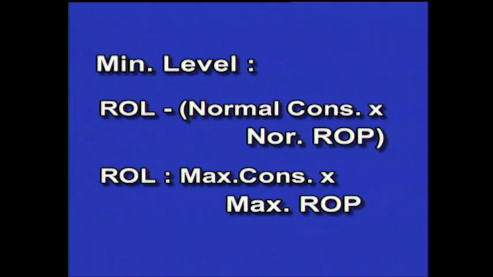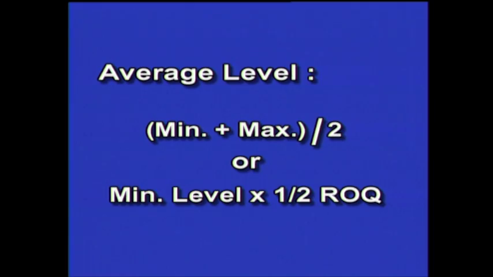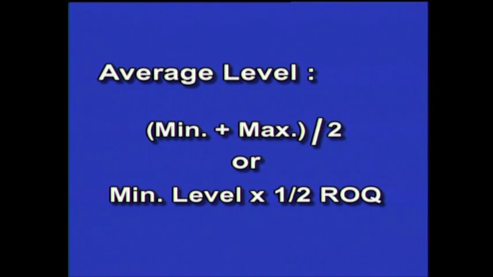Then another level is minimum level. Minimum level refers to that particular level which has to be maintained at any point of time so that your production is not interrupted. So, reorder level minus normal consumption into normal reorder period would give you minimum level. For the calculation of maximum level and minimum level, you require reorder level. Reorder level calculation would be maximum consumption multiplied with maximum reorder period. Then average level would be the average of maximum and minimum level. At the same time, this average level can be calculated by taking minimum level plus half of reorder quantity.